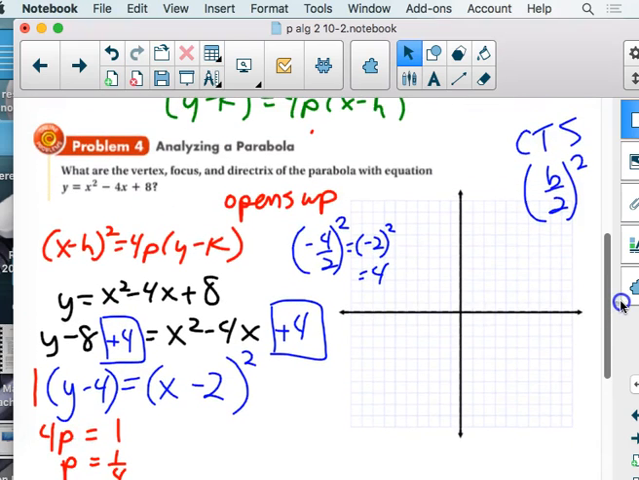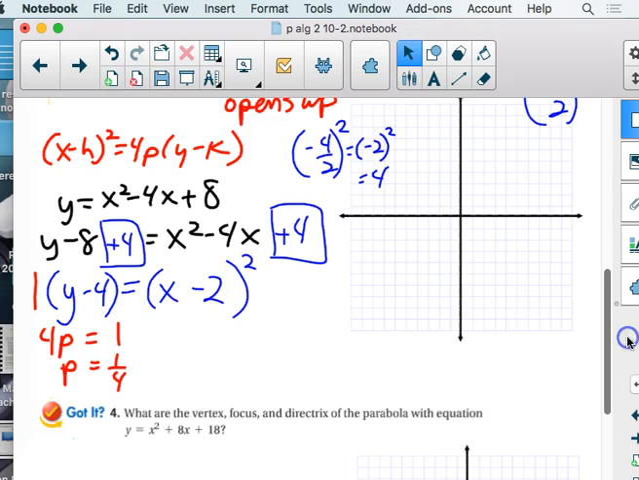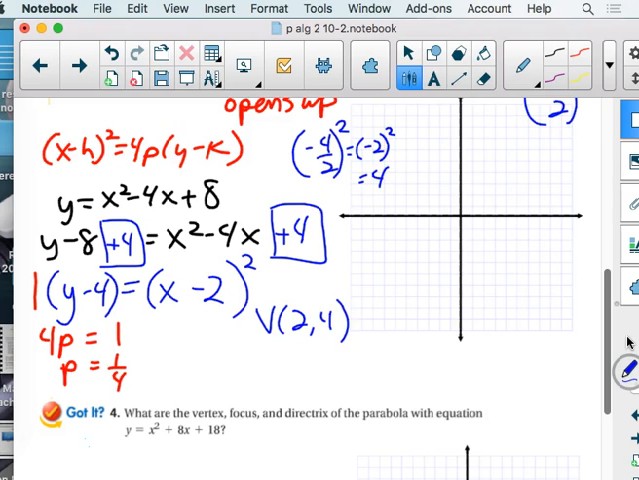Vertex, focus, directrix. Okay, well, I can find my vertex. I have my equation right here. My vertex is going to be (h, k), (2, 4). All right, 2, 1, 2, 3, 4. I'm going to put a V by that for vertex.